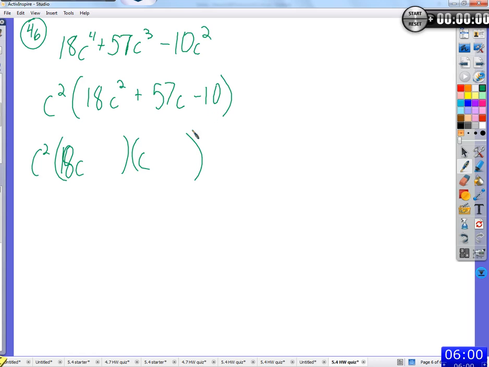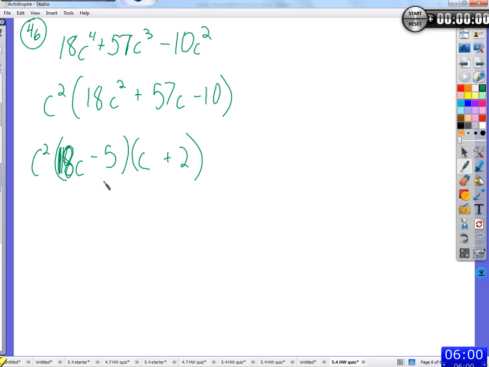So far we've got 18c squared. We put an 18c and a 1c here, and maybe negative 5 and positive 2. That multiplies to negative 10. But then what do you need to get? 57. Let's see. 2 times 18 is 36, that's 36c. And negative 5c, that does not add up to 57 like it needs to. You remember why this is such a pain?